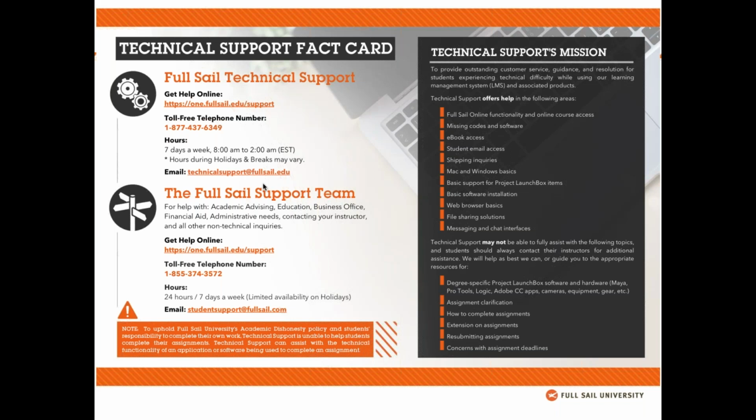If you have any kind of technical problem, I can't upload my file, I'm having difficulty logging on, anything like that, anything that's a computer-related problem, you can either give them a call, 877-437-6349. You can go to the online help, and there's also an email.